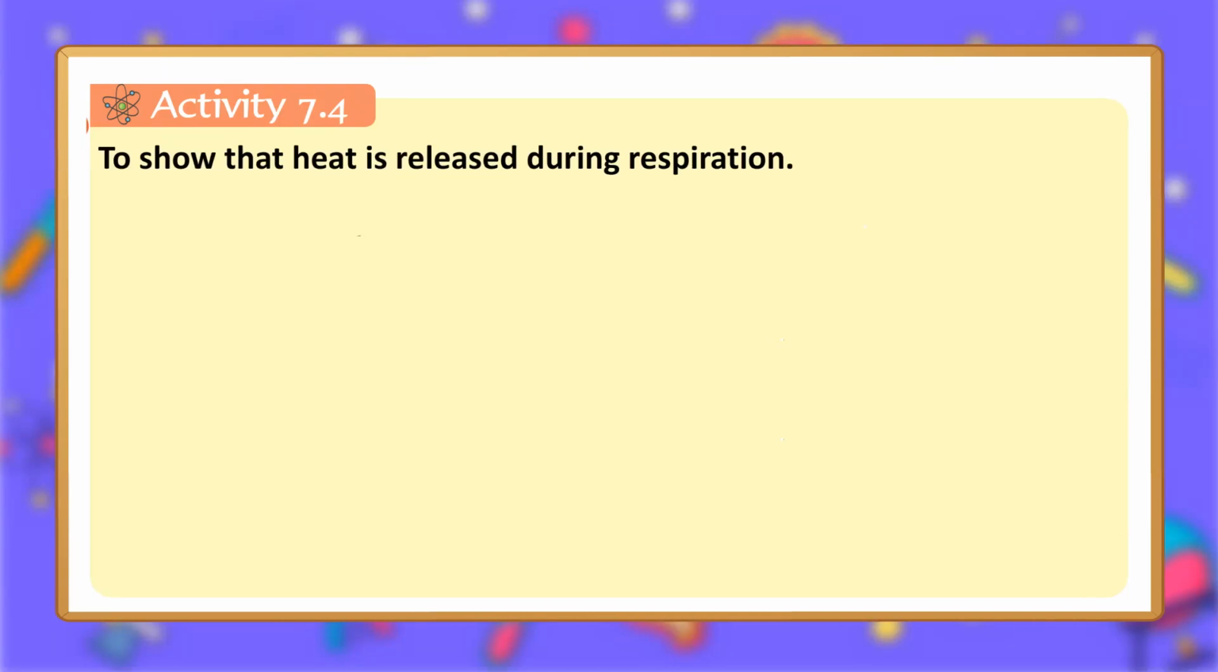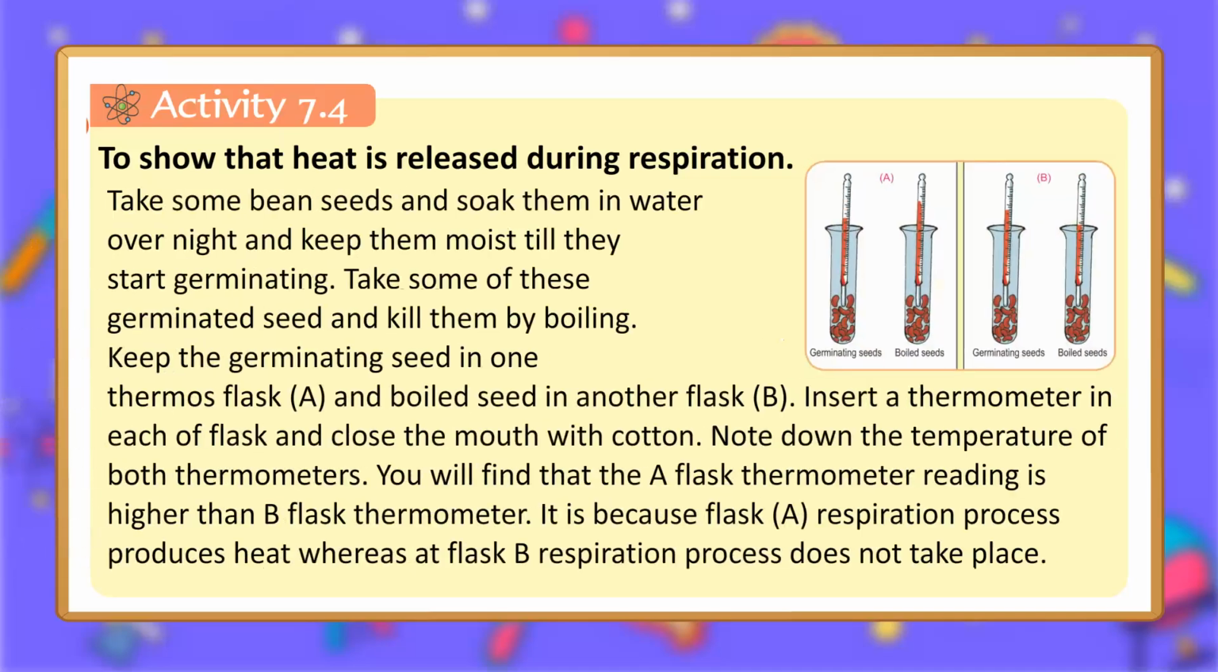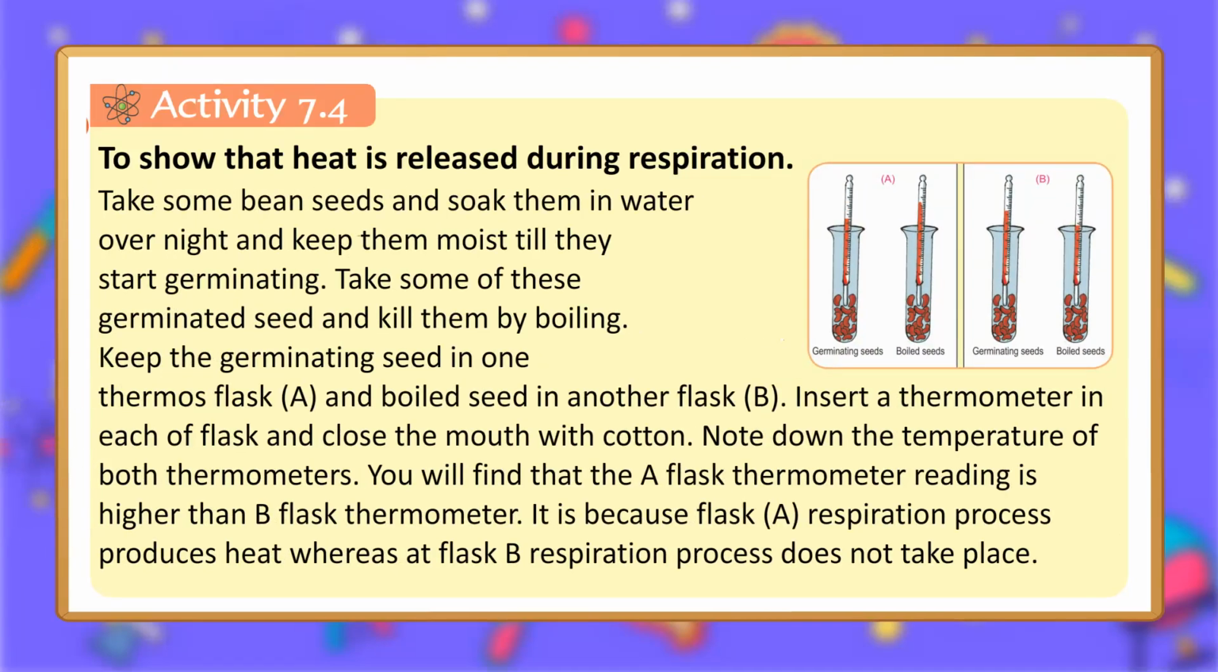Activity 7.4: to show that heat is released during respiration. Take some bean seeds and soak them in water overnight and keep them moist till they start germinating. Take some of these germinated seeds and kill them by boiling. Keep the germinating seeds in one thermos flask, A, and the boiled seeds in another flask, B.